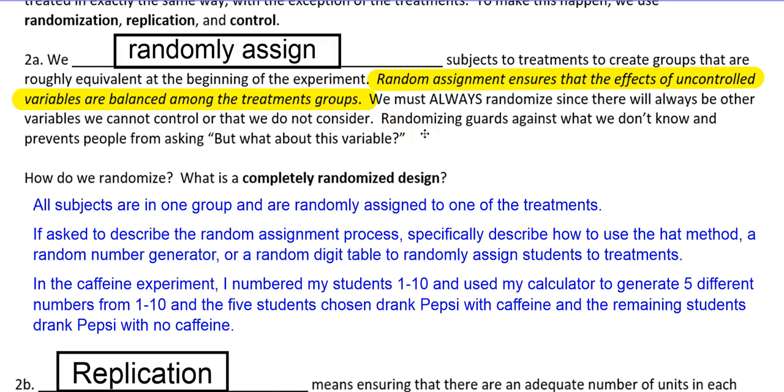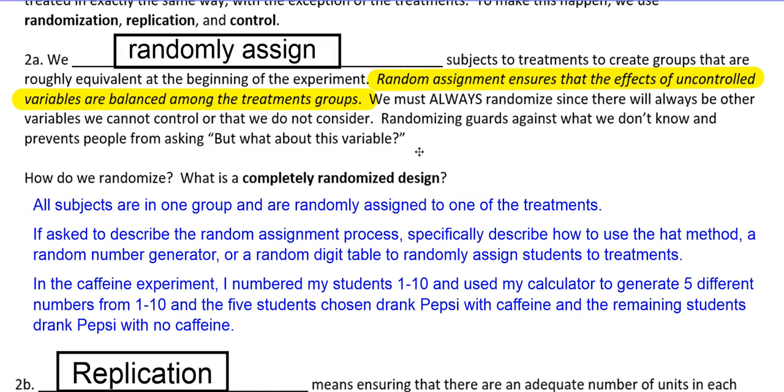It is essential to always randomize, since there will always be other variables we cannot control or that we do not consider. So if someone says, but what about this variable? You can say, it doesn't matter. I randomly assign subjects to treatments. So that particular variable should have equal effect in both groups because I randomized.